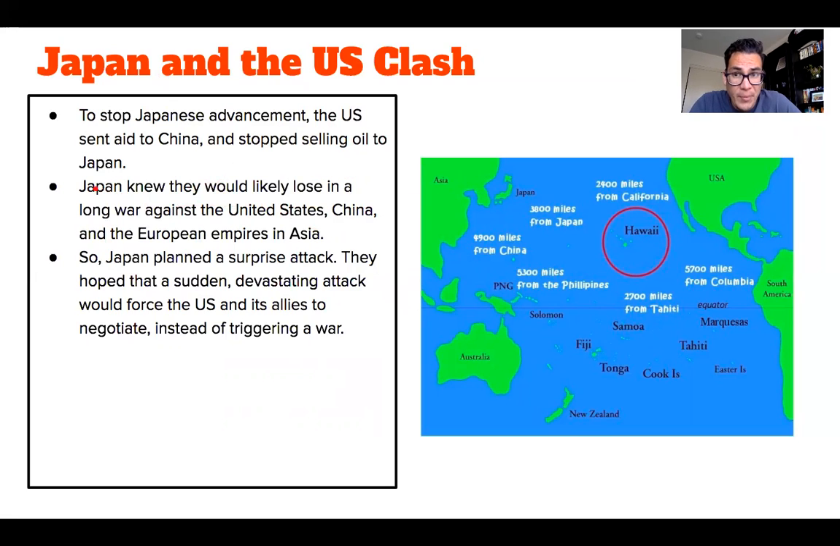Now, Japanese leadership were not fools. They knew that a tiny little country versus a big country like the US, they would not win if it was a long war. Japan knew that they would likely lose in a long war against the US, China, and the European empires in Asia. They know that. That's not their plan. Japan's plan is to launch a surprise attack. They hoped that a sudden, devastating attack would force the US and its allies to negotiate instead of triggering a war.